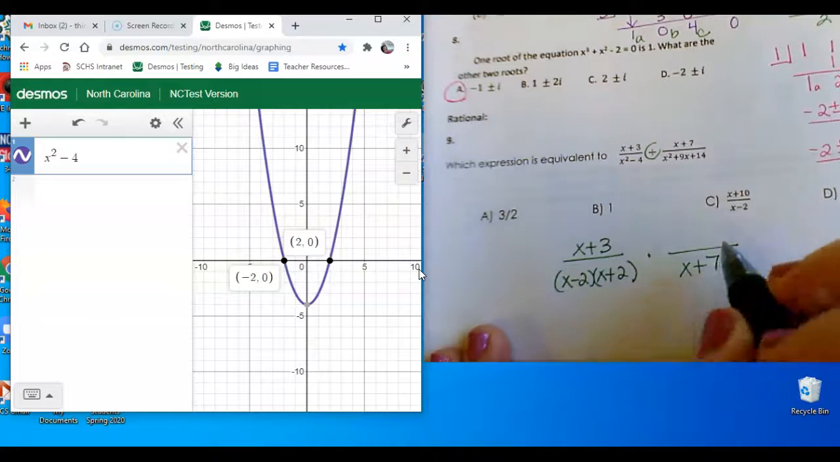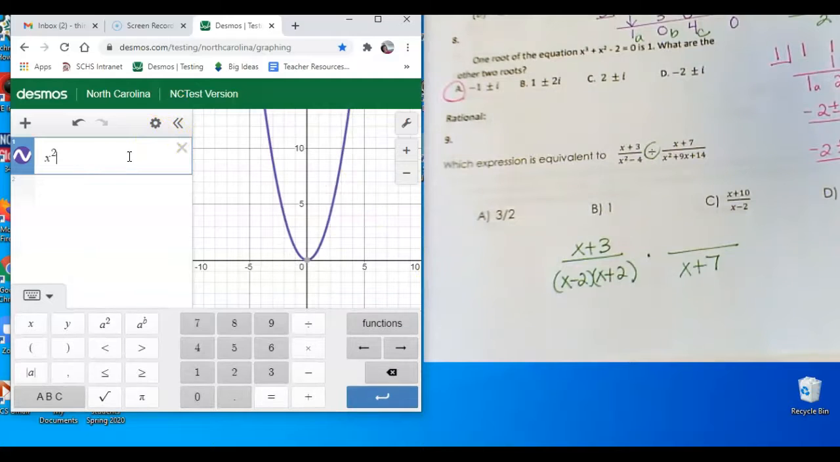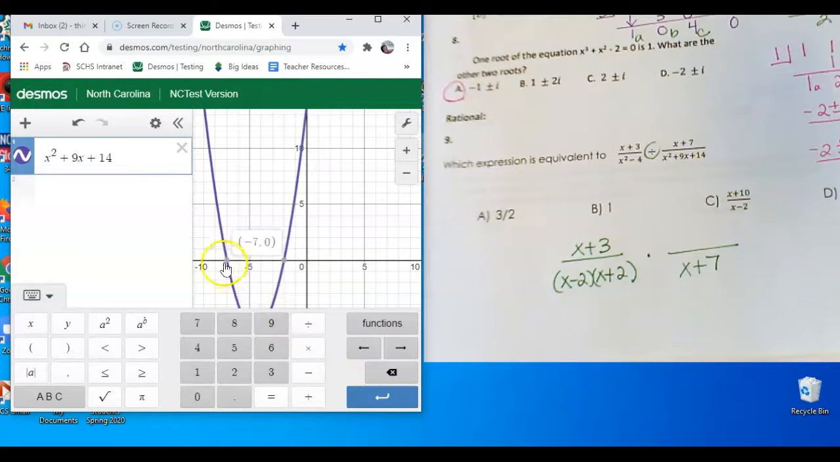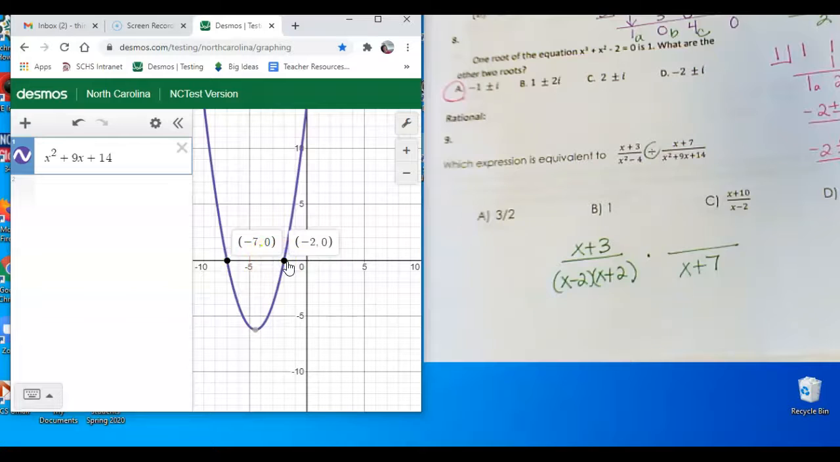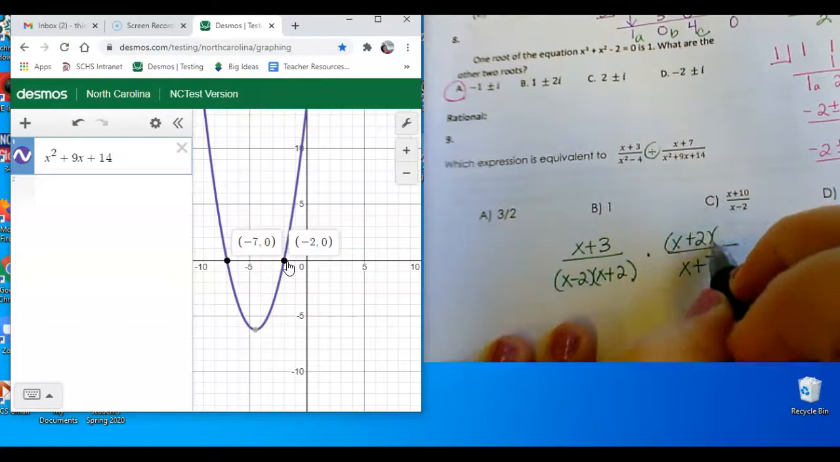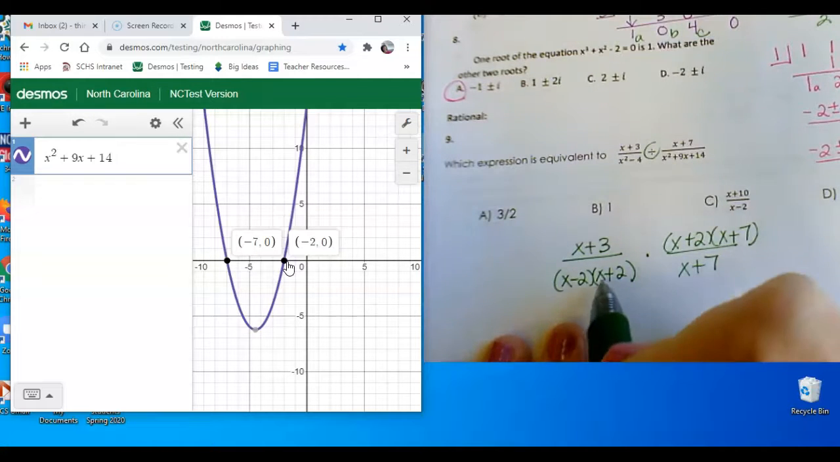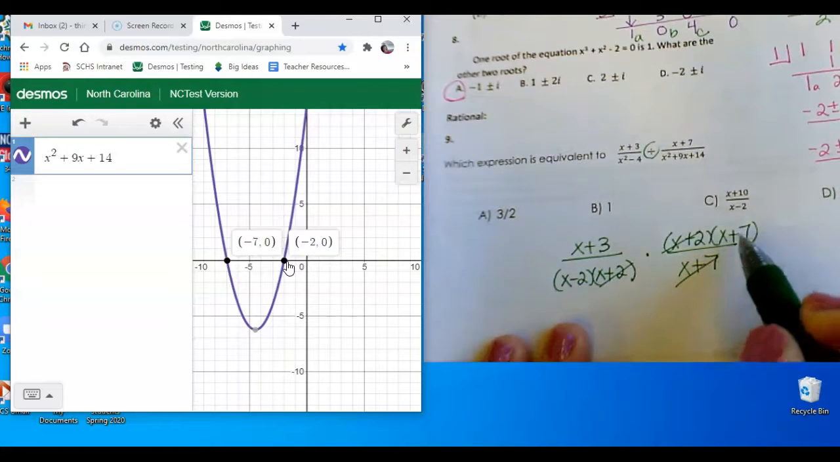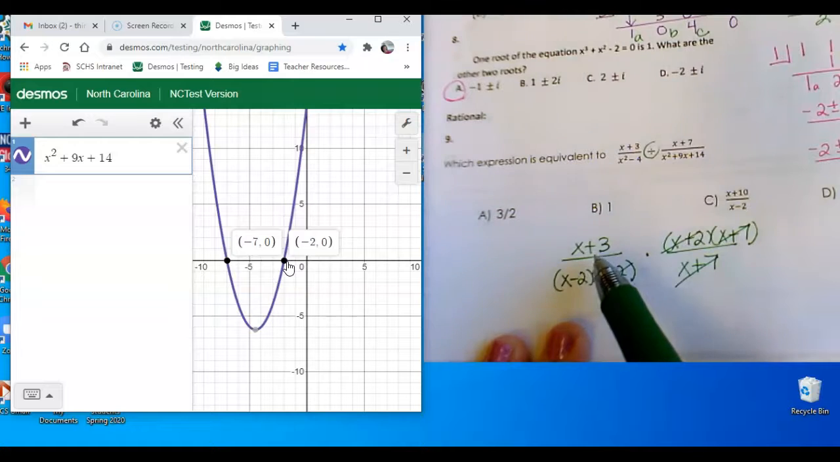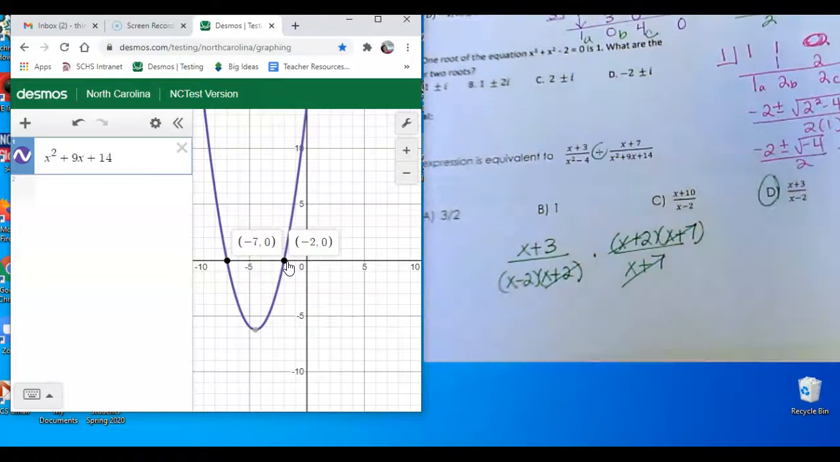X plus 7 will go on the bottom, but I do need to factor the other part. I'm going to put it in Desmos because that's the way we have been factoring. We find the zeros and change the sign. So you would get X plus 2 and X plus 7. At that point, we can get rid of some X plus 2's and X plus 7's, and that means we're left with X plus 3 over X minus 2, and our answer would be D.